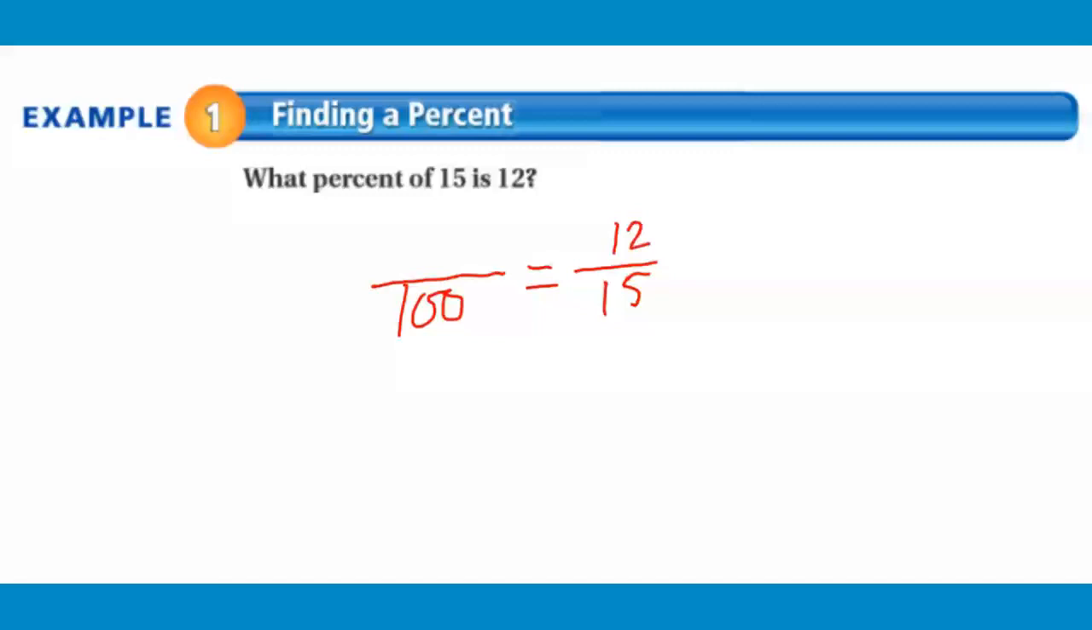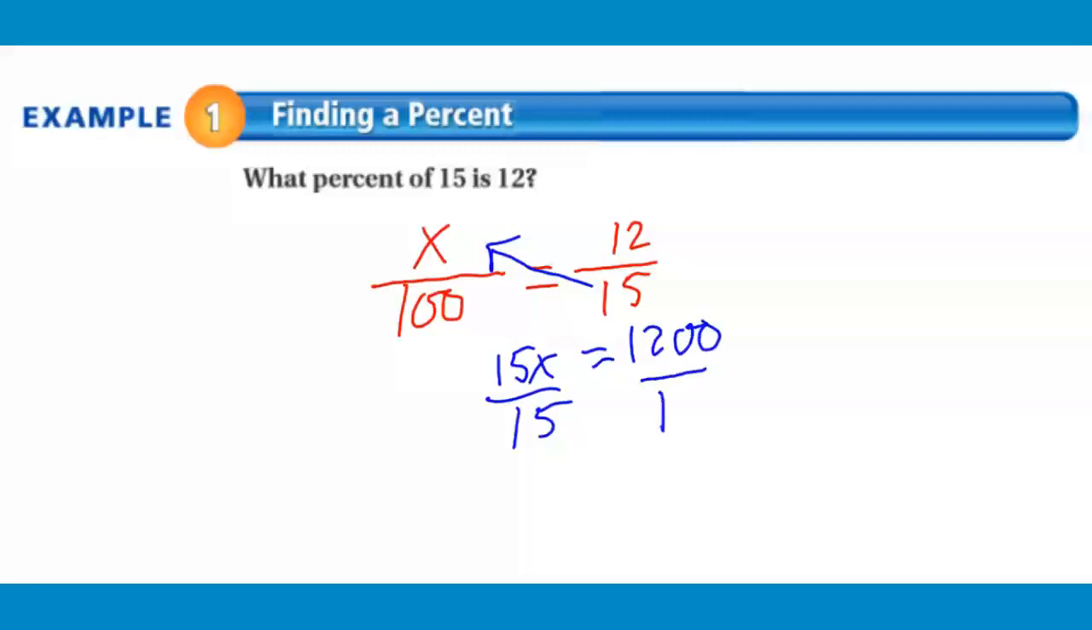What number is going to go on top here? So what goes on there? How do we represent the unknown in an equation? We put x. Now we have a proportion that we can solve. All we're going to do is cross multiply like we've done in the past. So I'm going to go 15 times x. That gives me 15x equals 1,200. So I take each side, divide it by 15, and when I do that, I get x equals 80.